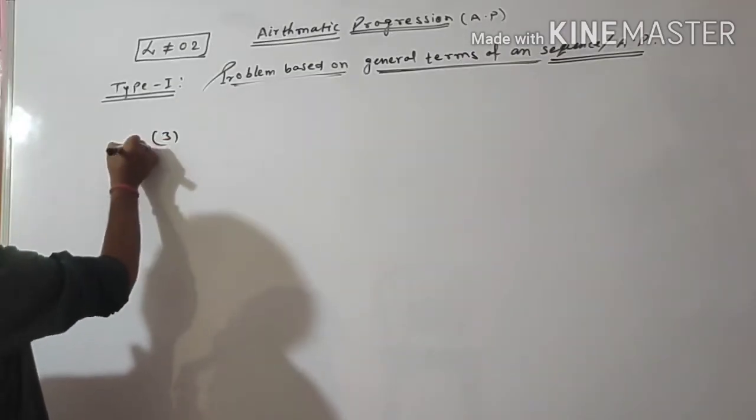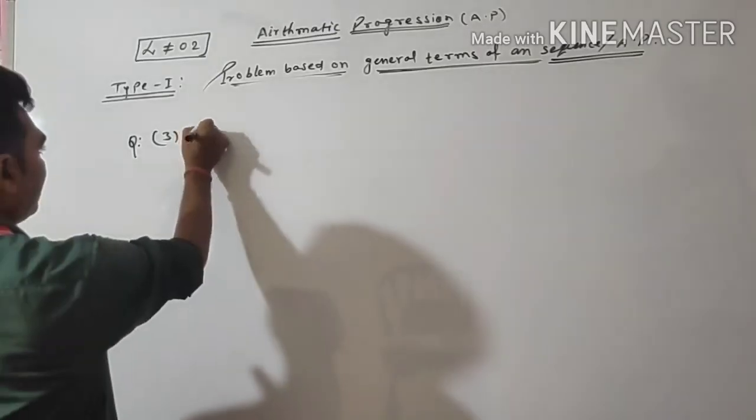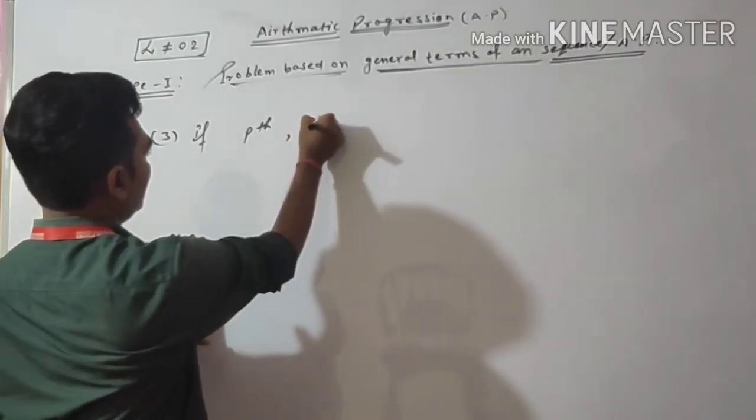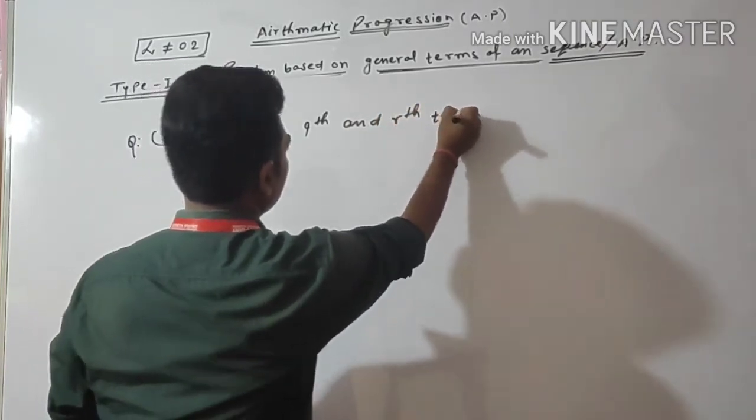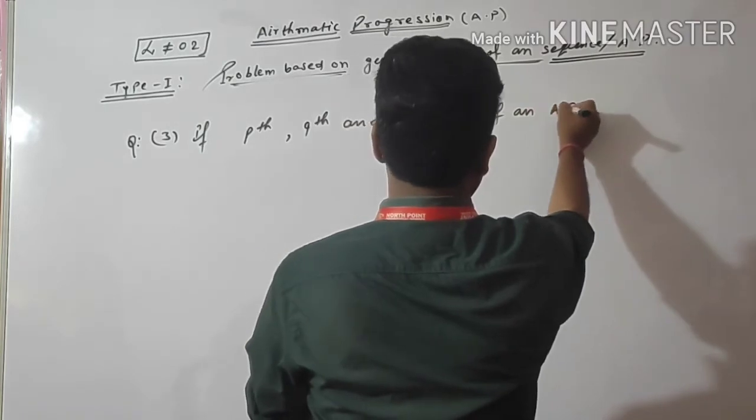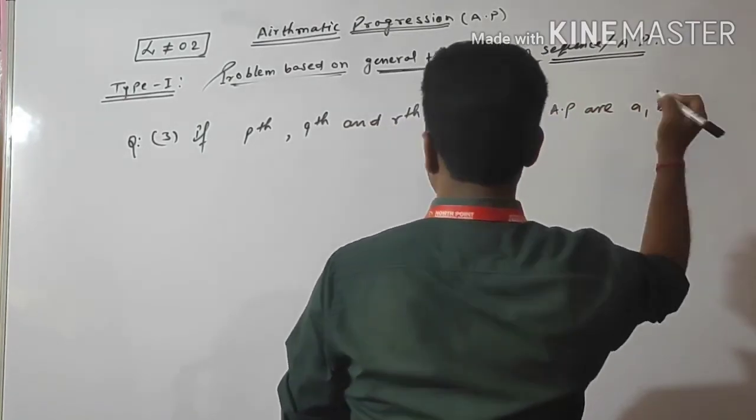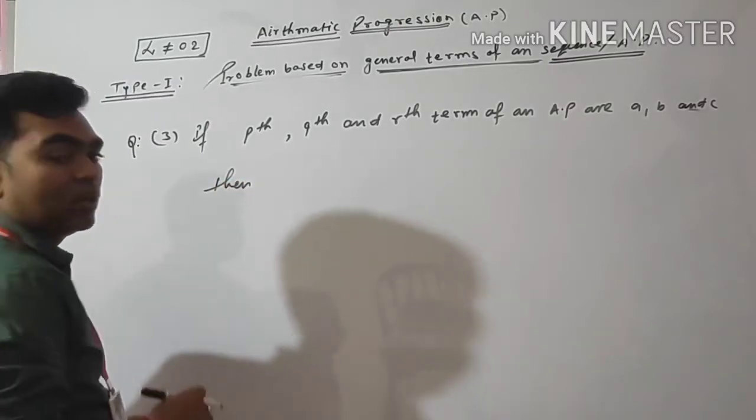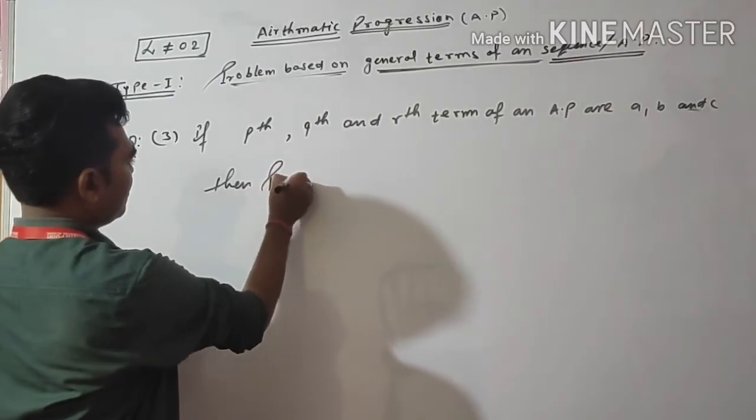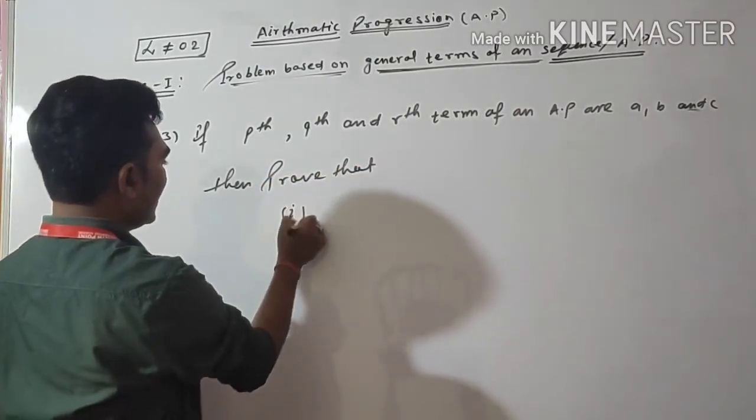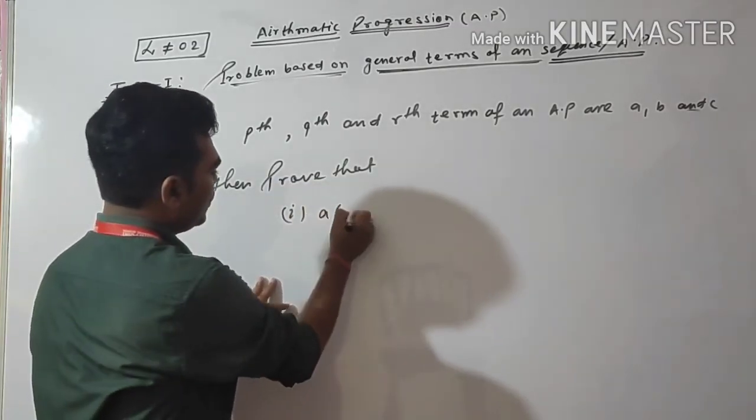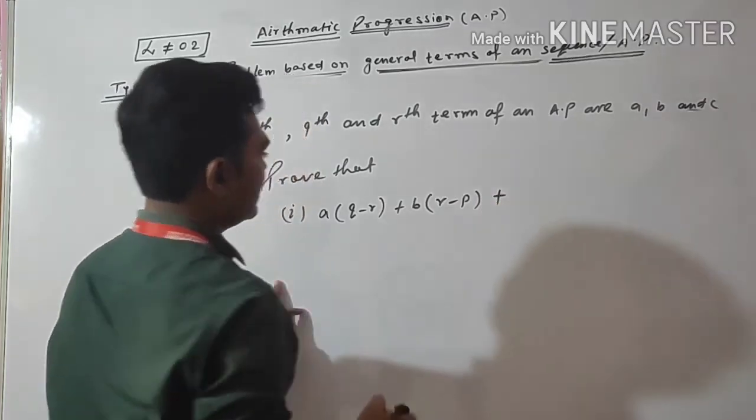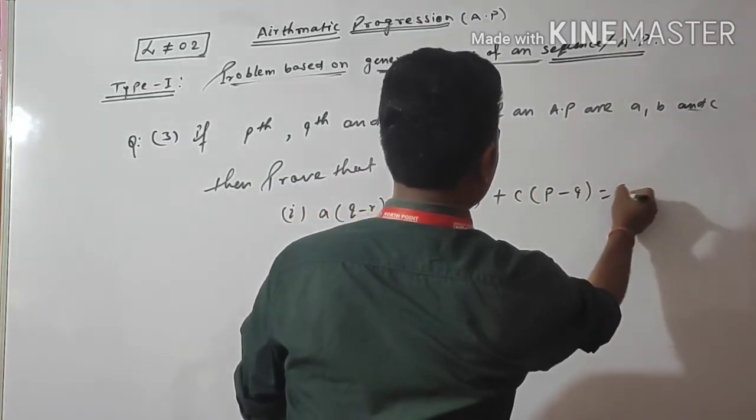Question number 3. If the pth, qth and rth terms of an AP are a, b and c, then prove that, number 1, a into (q minus r) plus b into (r minus p) plus c into (p minus q) equals 0.